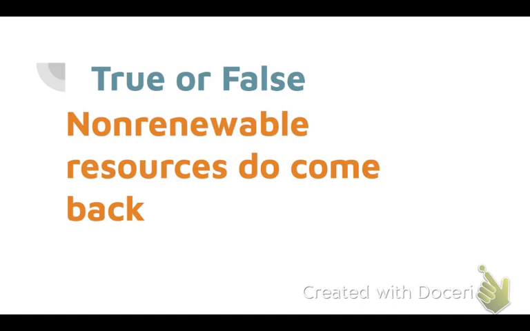Another review, true or false? Non-renewable resources do come back. Is that true or false? That would be true. Technically, they do come back, but it's going to be a million years before they come back. That's why we call them non-renewables.